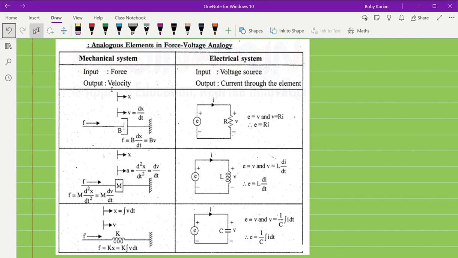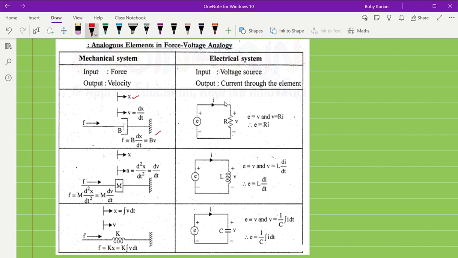the dashpot. So we know that in the case of a dashpot, its frictional coefficient is given by B. The B is the frictional coefficient, and the displacement here is x, and the velocity will be equal to dx by dt. Then the opposing force will be equal to B into dx by dt, or B into V.